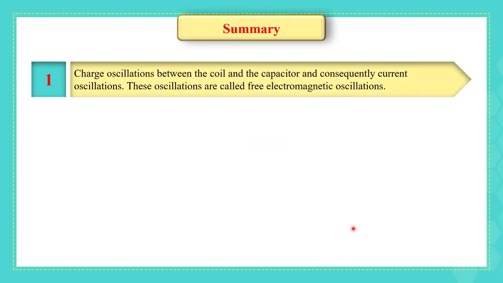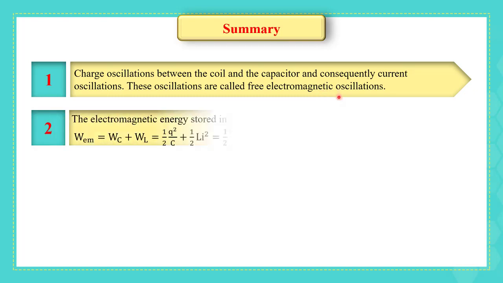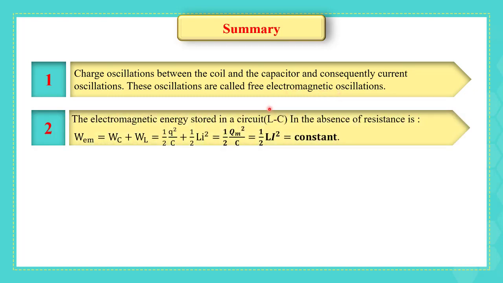As a summary, charge oscillations between the coil and the capacitor and consequently current oscillations. These oscillations are called free electromagnetic oscillations. The electromagnetic energy stored in a circuit LC in the absence of resistance is W electromagnetic equal electric energy plus magnetic energy equal half Q squared over C plus half L i squared, which is equal to half Q maximum squared over C or half L I maximum squared. It is a constant value since there is no resistance or there is no loss of energy.